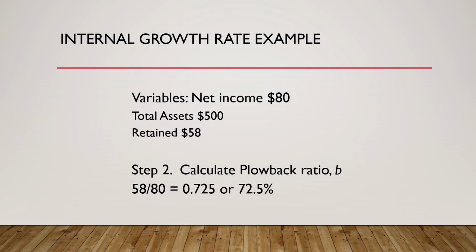Now, step 2 in this example is to calculate our other variable for the internal growth rate formula, which is the plowback ratio B. With this, you simply take the retained earnings and divide it by your net income. In this example, that is $58 divided by $80, and that equals 0.725, or if you convert it to a percentage, 72.5%.